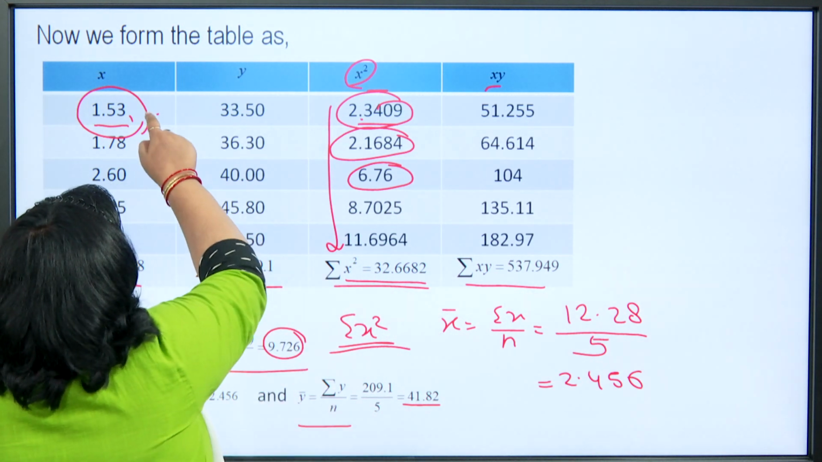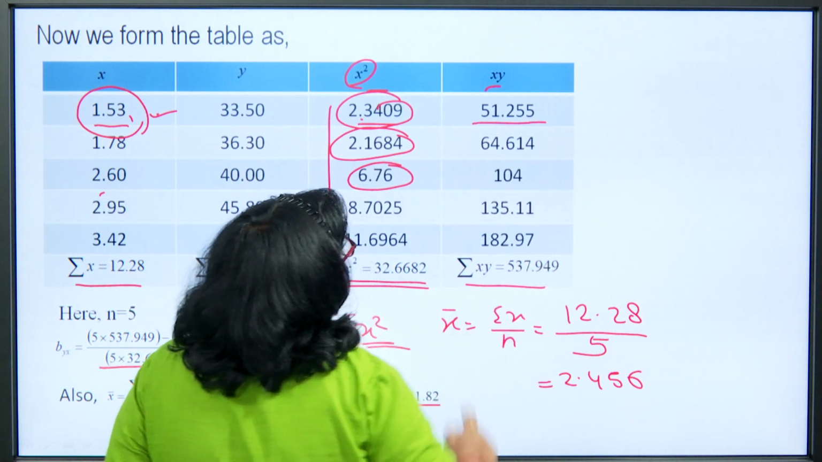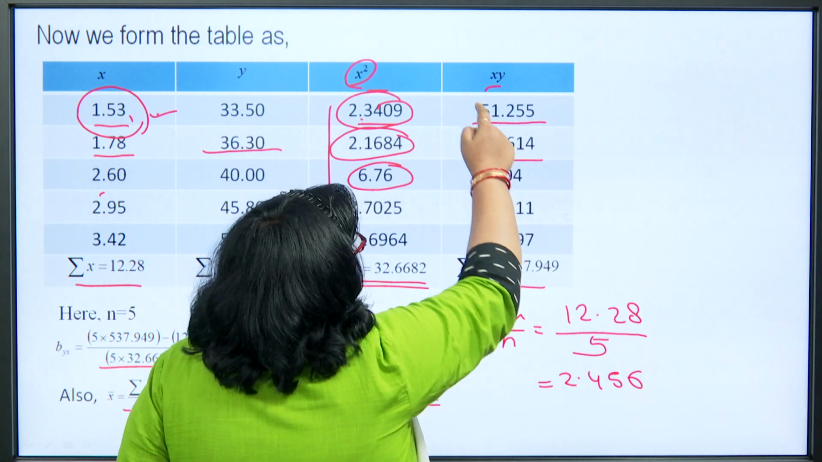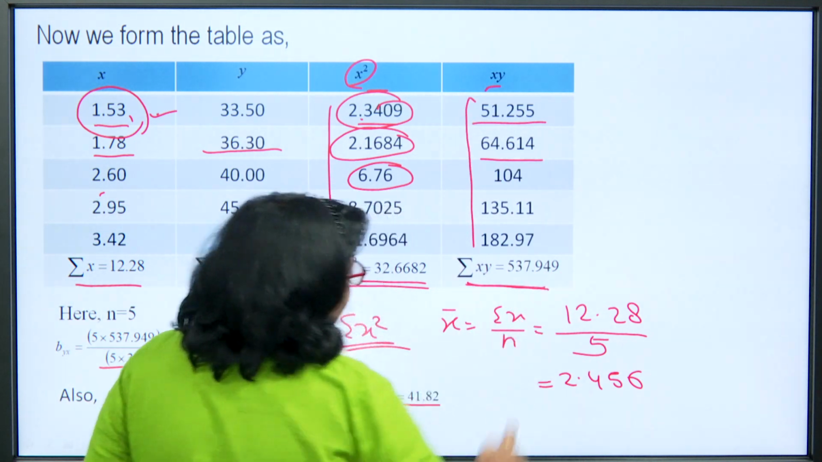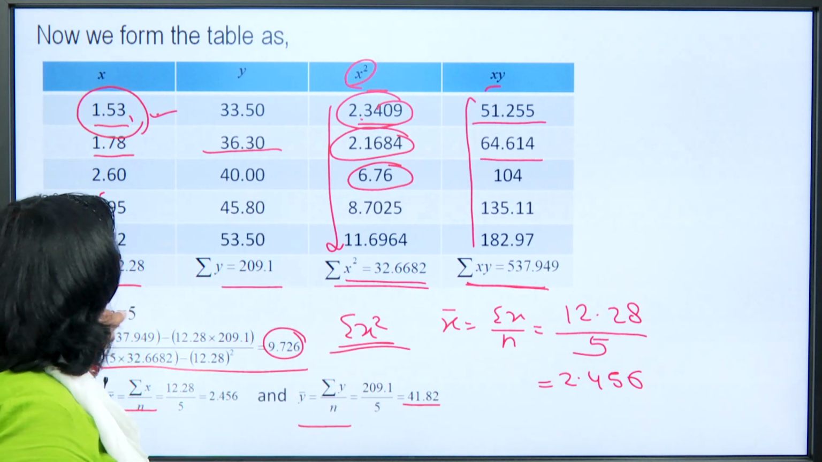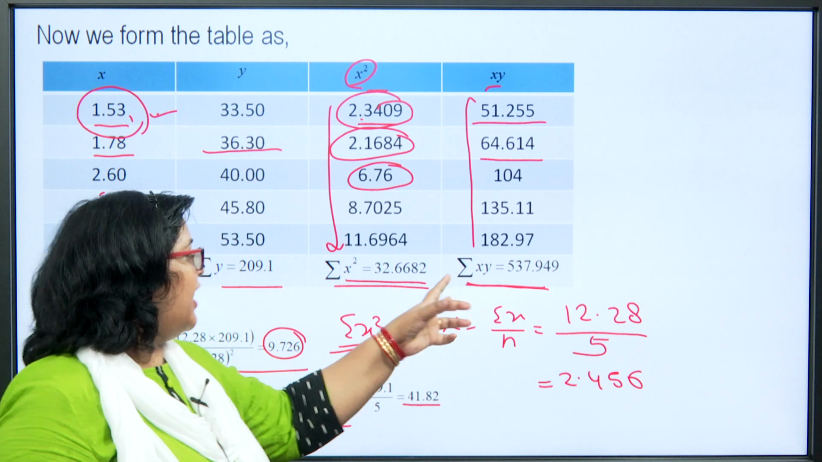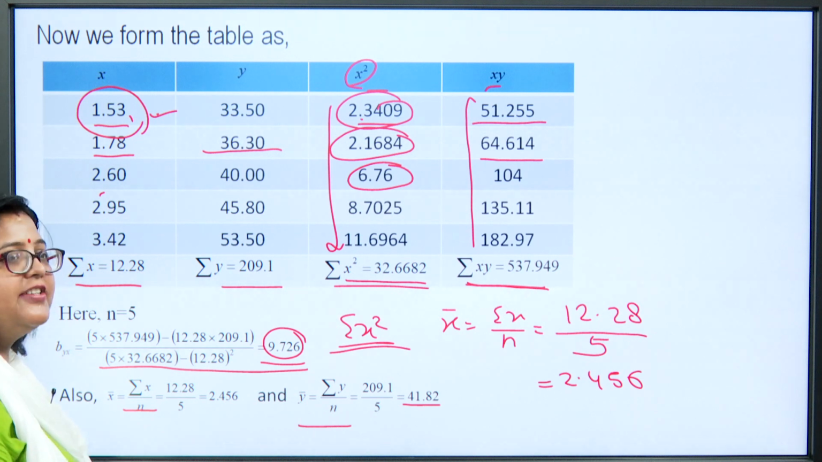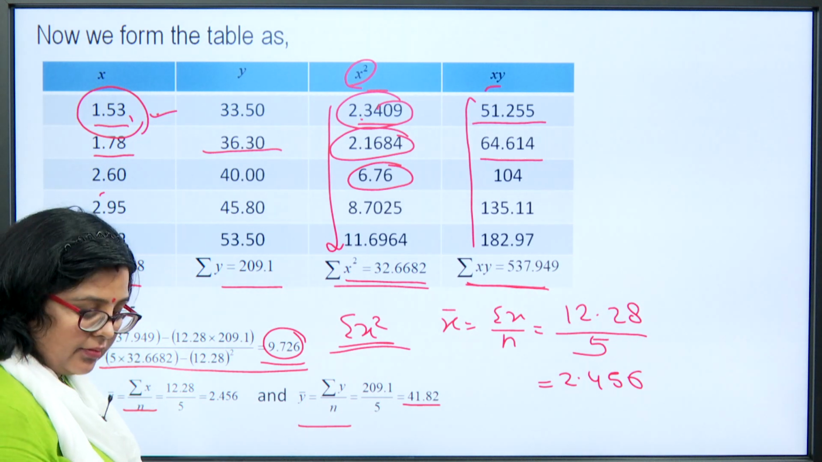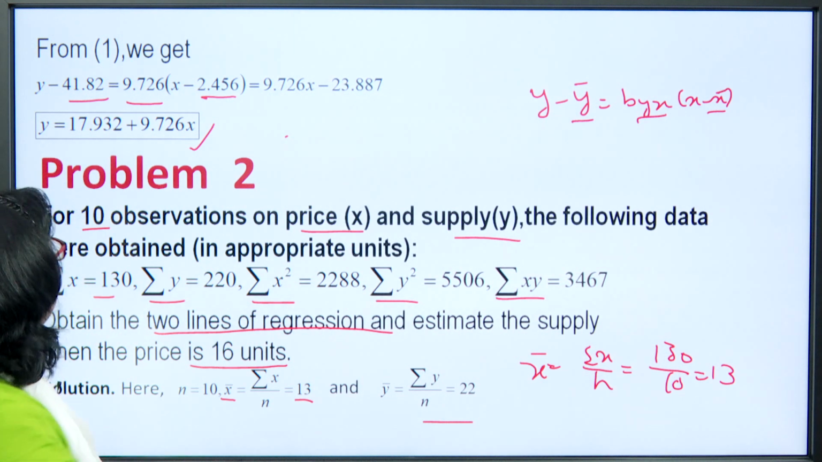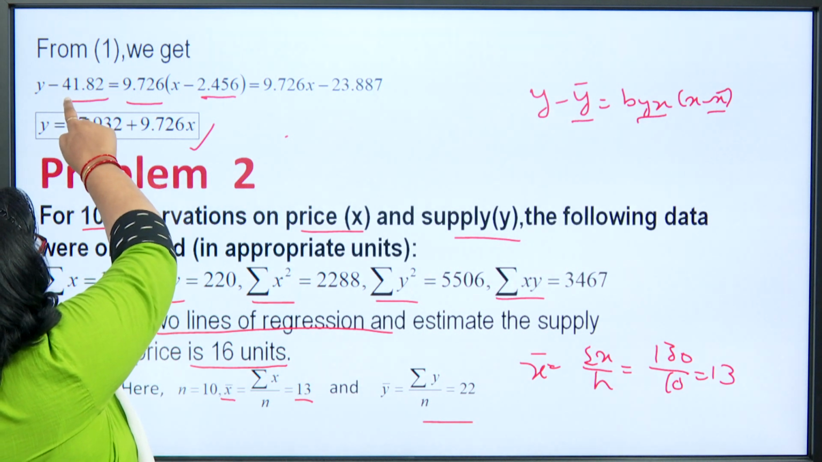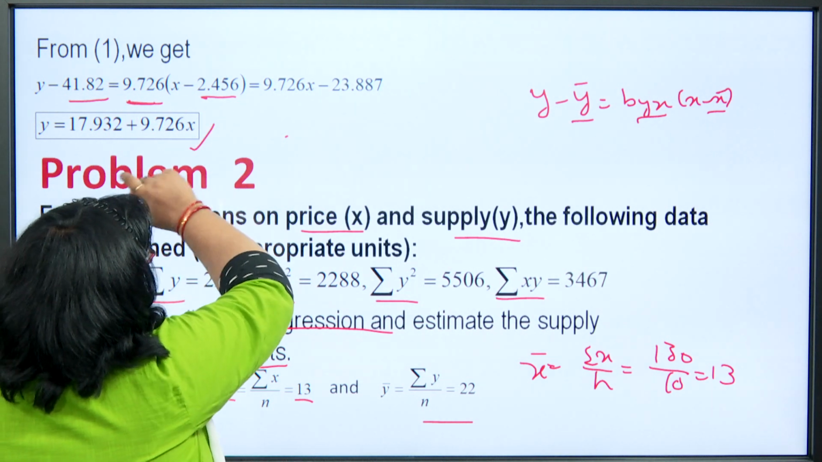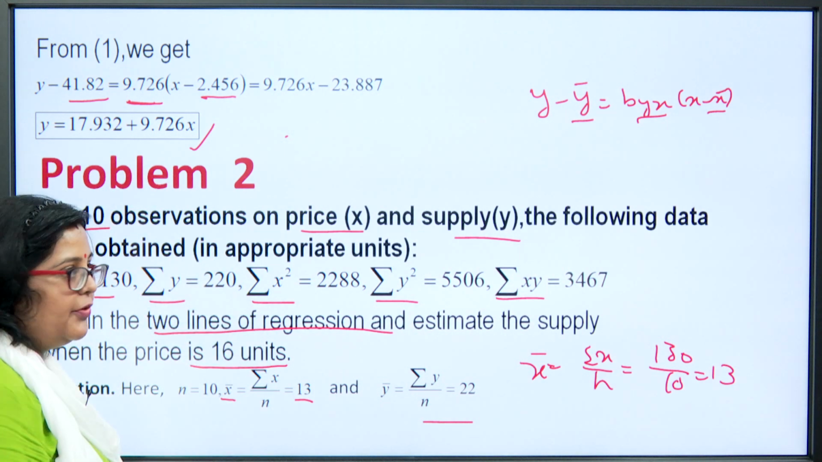In a similar way, we take the product of x and y, which is 51.255 and 1.78 is 64.611, and after finding the values individually we sum them. After finding summation x, summation y, summation x square and summation xy and putting them in the equation, we find the value of byx is 9.726. Putting these values in the equation, y minus y bar is 41.82 and byx is 9.726 times (x minus x bar), and we get the required solution.